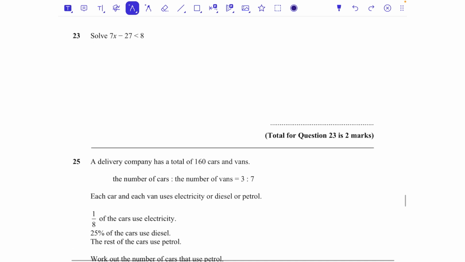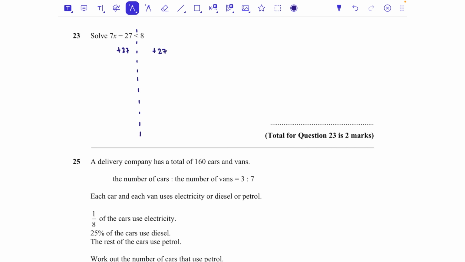Question number 23. Solve 7x minus 27 is less than 8. Now you would do this in the same way that you would solve an equation if it had an equal sign. So I'm going to do my dotted line here. Some students like to change it to an equals and then put it back to an inequality, but I often find that students forget to put it back. So I personally don't change it, but that's up to you. We're going to start by adding 27 to both sides.